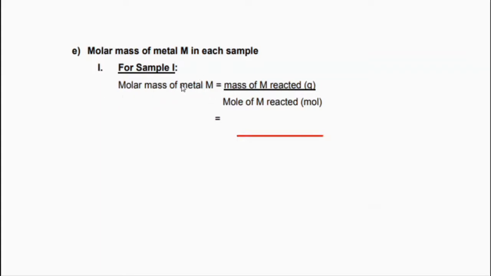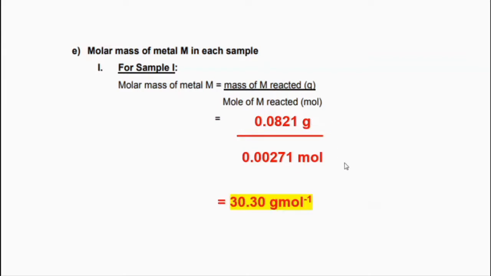Next we are going to determine the molar mass of M for sample 1. Molar mass of metal M is equal to the mass of M reacted in grams divided by the moles of M reacted. The mass of M reacted is 0.0821 grams, divided by 0.00271 moles, which we just calculated. Dividing mass by moles, the molar mass for metal M in sample 1 is 30.30 grams per mole. So this is for sample 1.